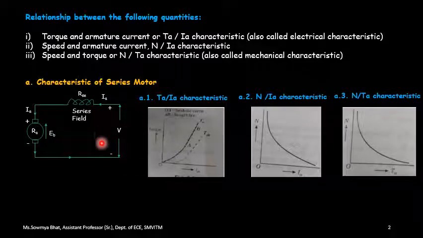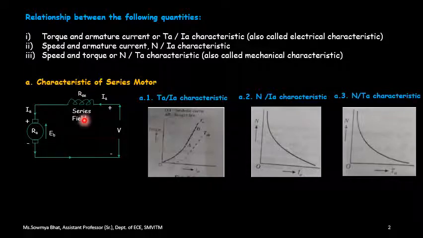Motor means it is going to accept electrical input and provide us the mechanical output power. The input is appearing over the right hand side, wherein we apply the voltage V, called the supply voltage. Since it is a series connection, the series field current ISE will always be equal to the armature current IA, so I have represented it as IA itself.